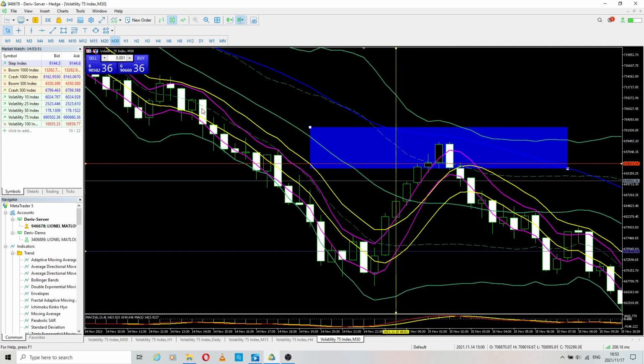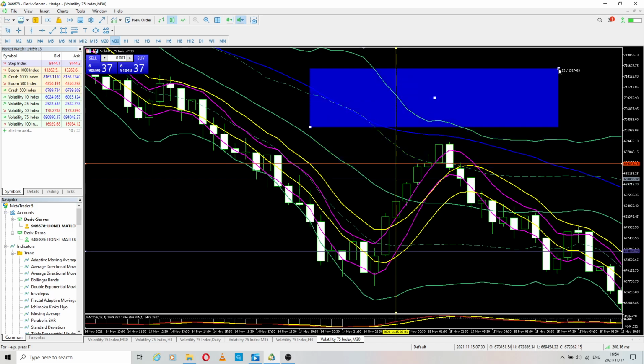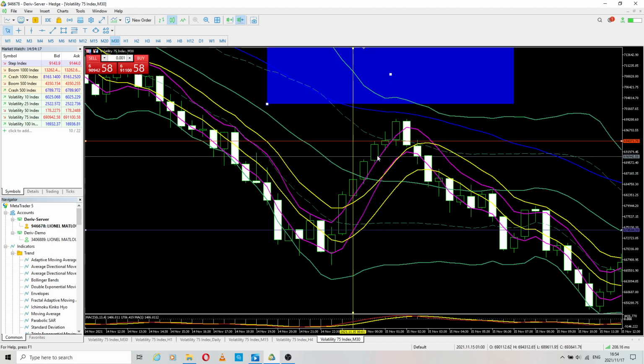When you get to 30 minutes, you need to count the candles as they are. Say 1, 2, 3, and this is the 4th candle. Then what happens after that? This happened. So once this happens, guys, it tells you that the market is extreme.